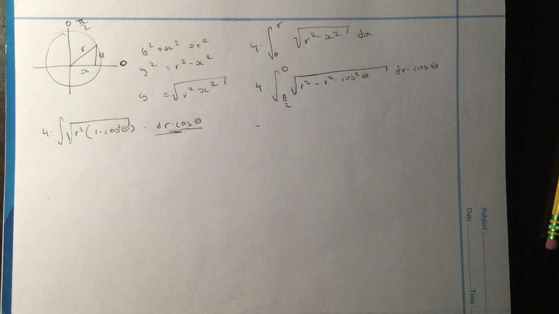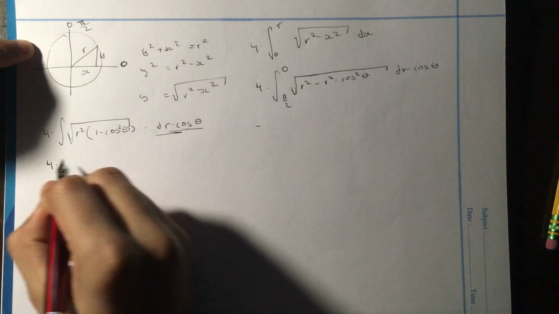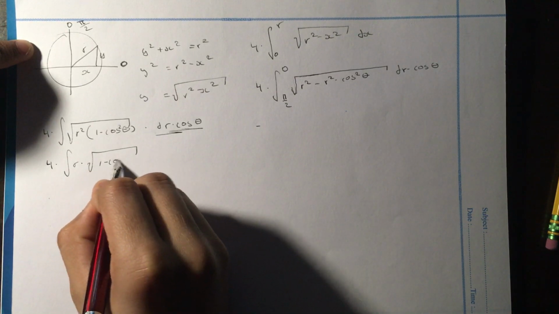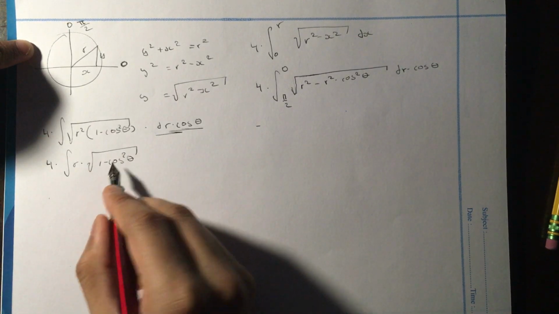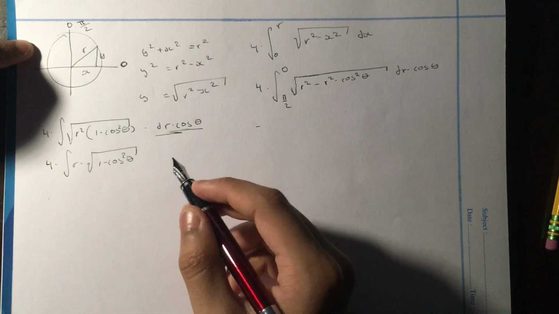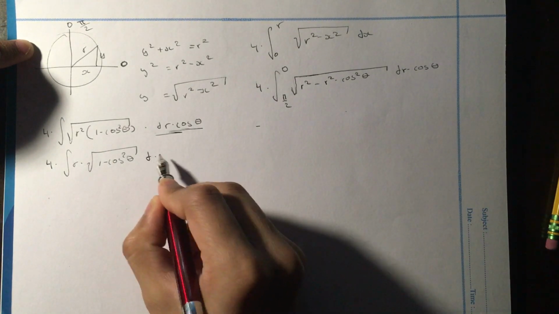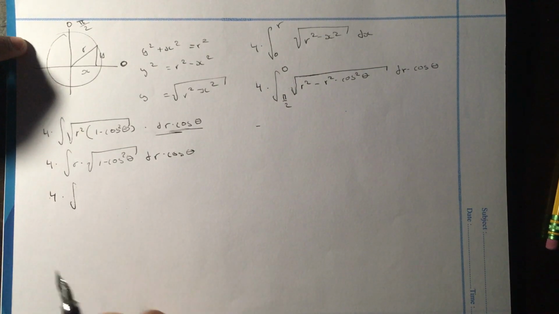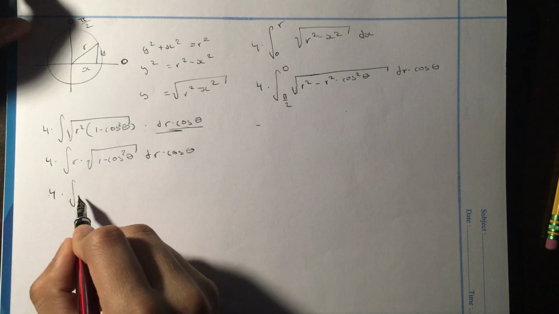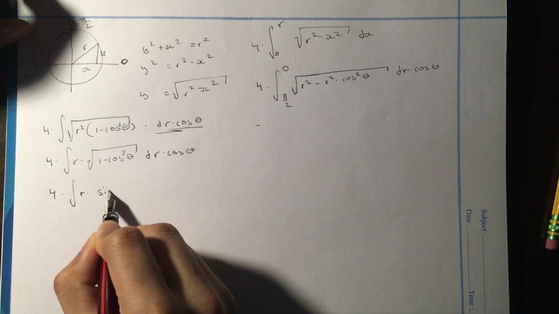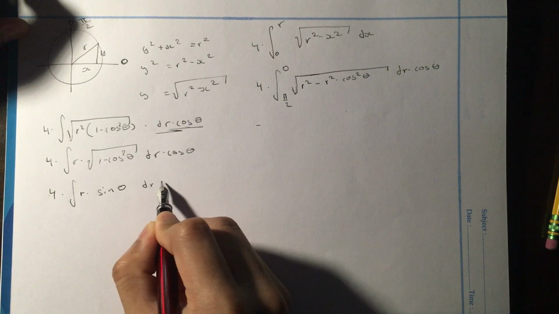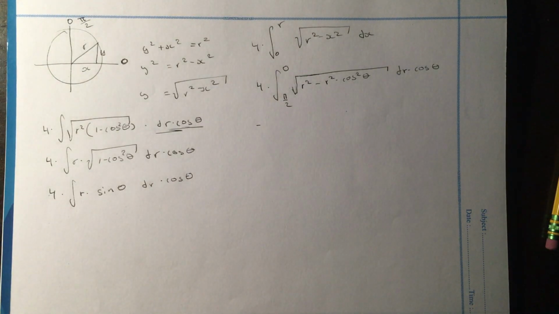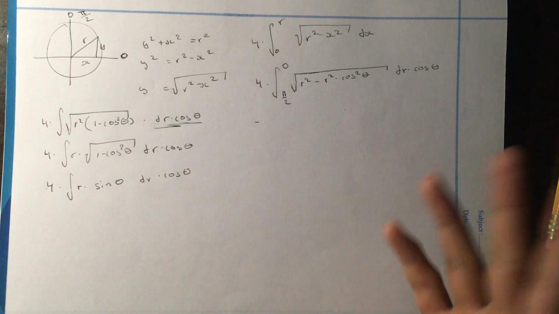So we have the square root, so what we can do is distribute it, so we have r times the square root of 1 subtract cos squared of theta. Well, this is sine squared of theta because 1 is equal to sine squared plus cos squared, and this is of course with respect to r cos of theta. Okay, so now we have 4 times the integral of r times sine of theta with respect to r times cos of theta. Okay, well, this obviously seems impossible because cos and sine don't go together, right?